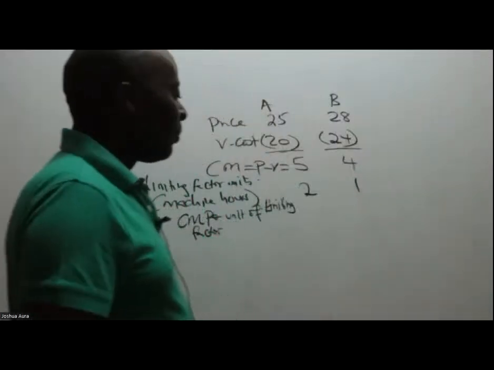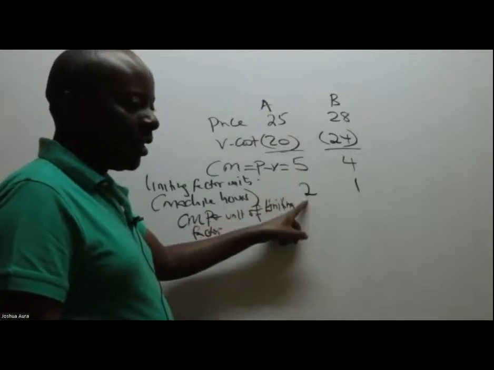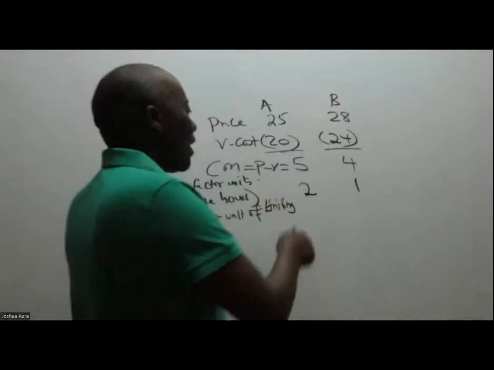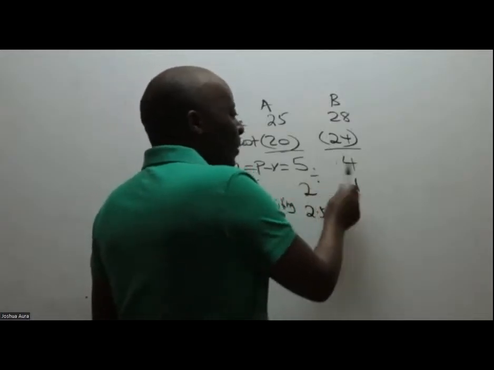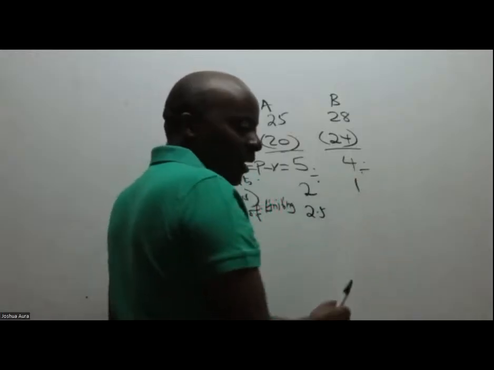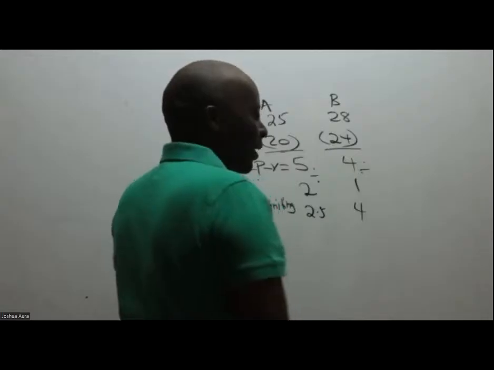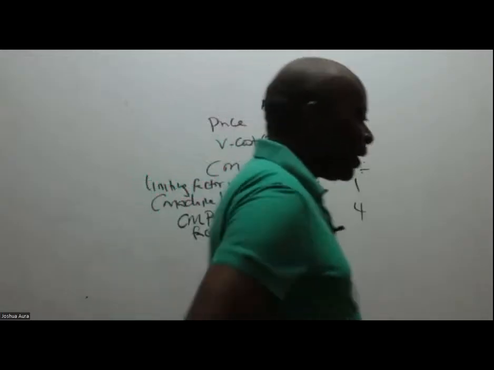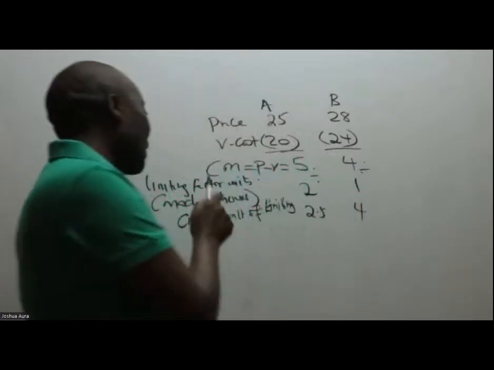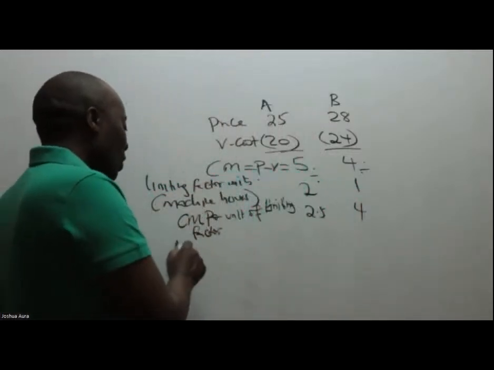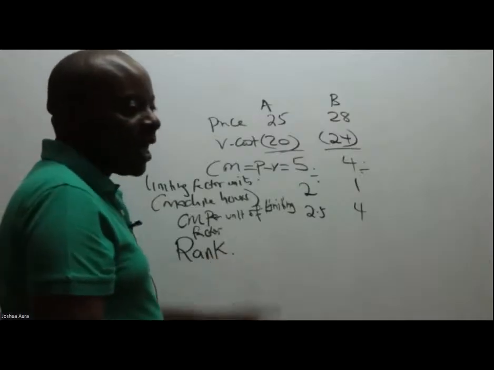Contribution margin per unit of the limiting factor, we are taking 5 divided by 2. So I'm able to see 2.5 here. And 4 divided by 1 is 4 like that. So having gotten the contribution margin per limiting factor, go ahead and rank for us. Remember, the higher the better.